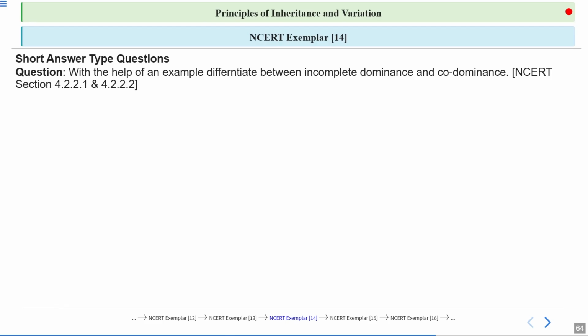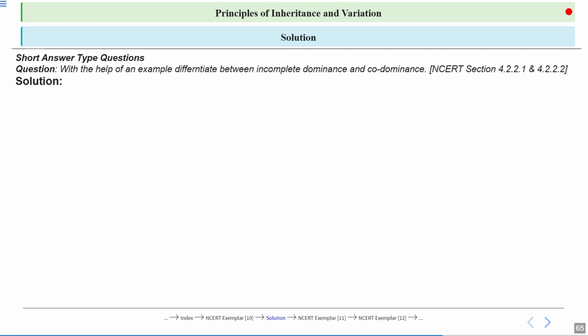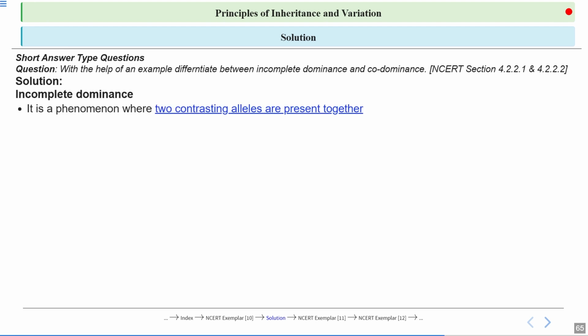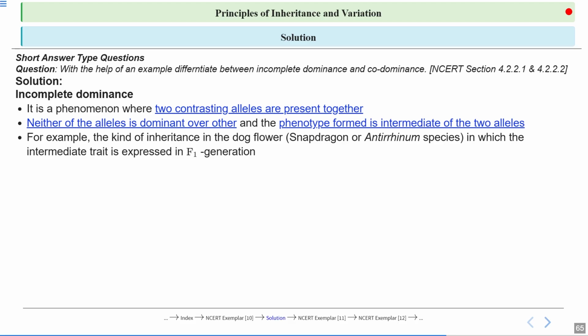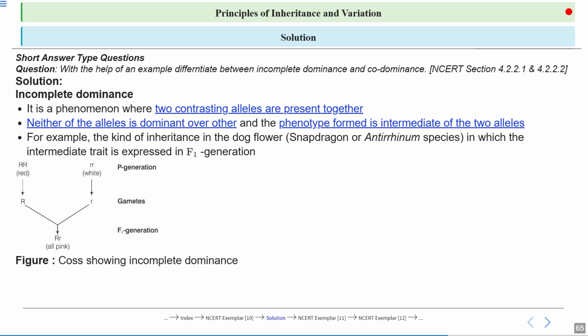Now, with the help of an example, differentiate between incomplete dominance and codominance. So, what happens in incomplete dominance? It is a phenomenon where two contrasting alleles are present together. In incomplete dominance, the heterozygote has an intermediate phenotype, which is different from both the parents. A classical example of incomplete dominance is seen in the flower color of snapdragon. Here in the F1 generation, pink flowers are produced in the heterozygous condition, although the parents had red flowers and white flowers.